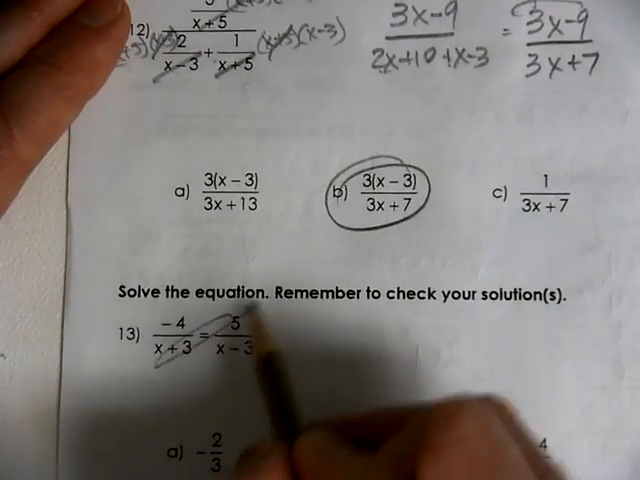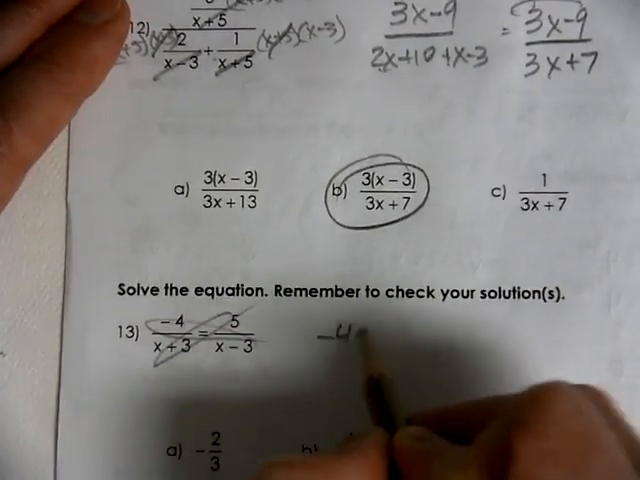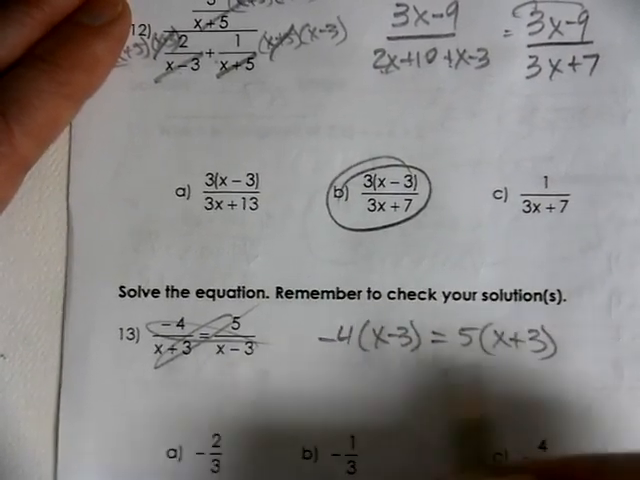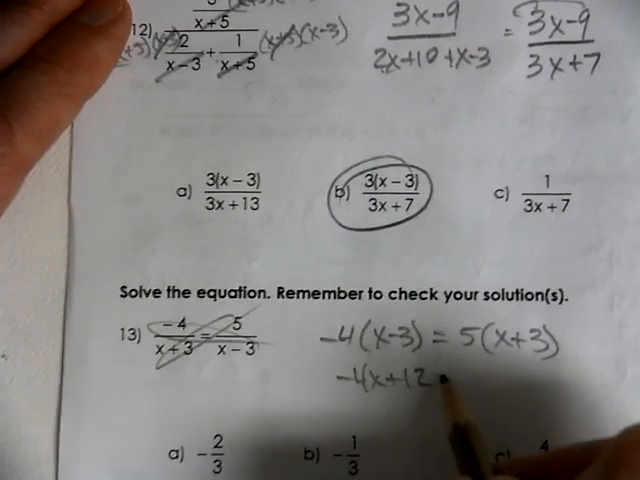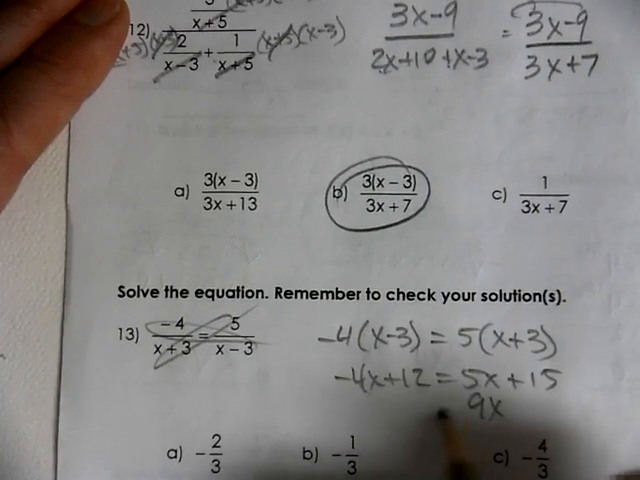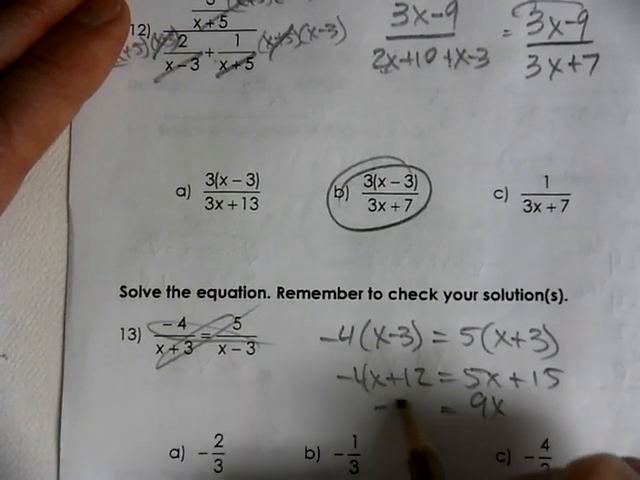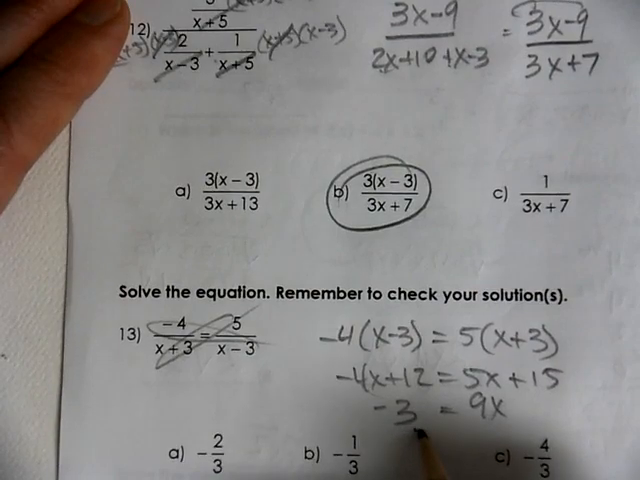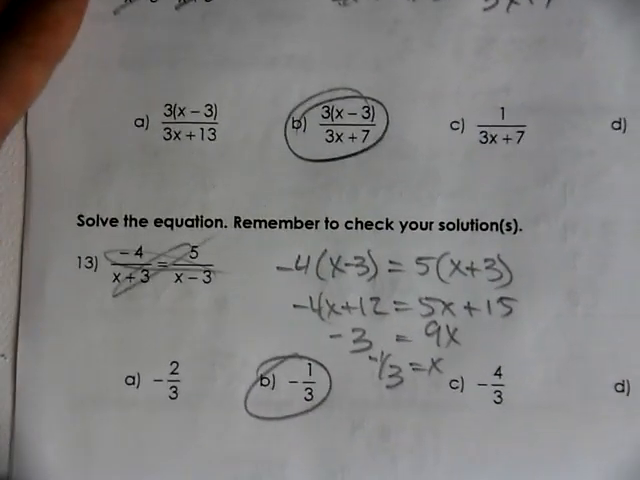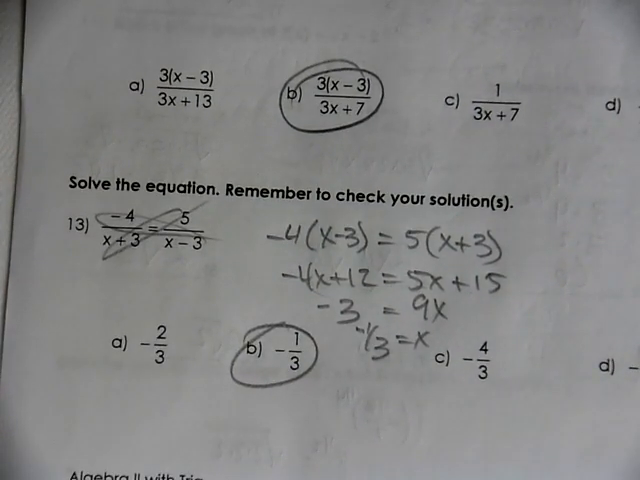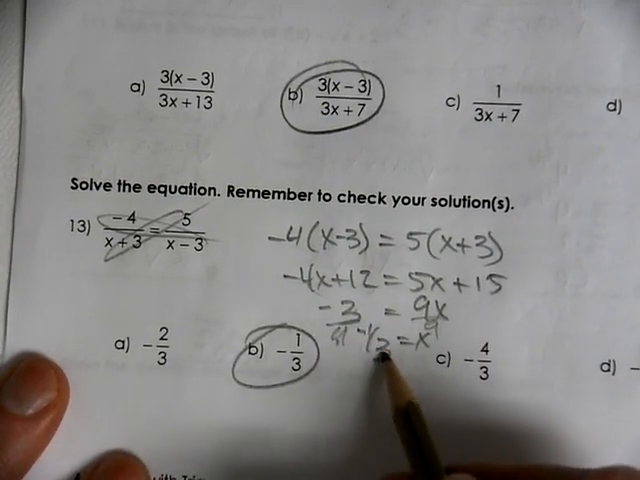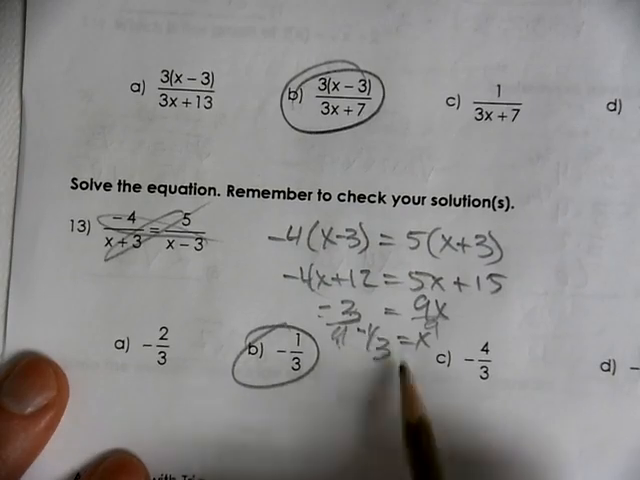Here's a proportion. We're going to cross multiply. Negative 4 times x minus 3, and 5 times x plus 3. Add it across to get 9x, subtract it across to get negative 3. When you divide both sides by 9, you get 3 over 9, which is 1/3, but it's negative 3 over 9, so it's negative 1/3 for x.